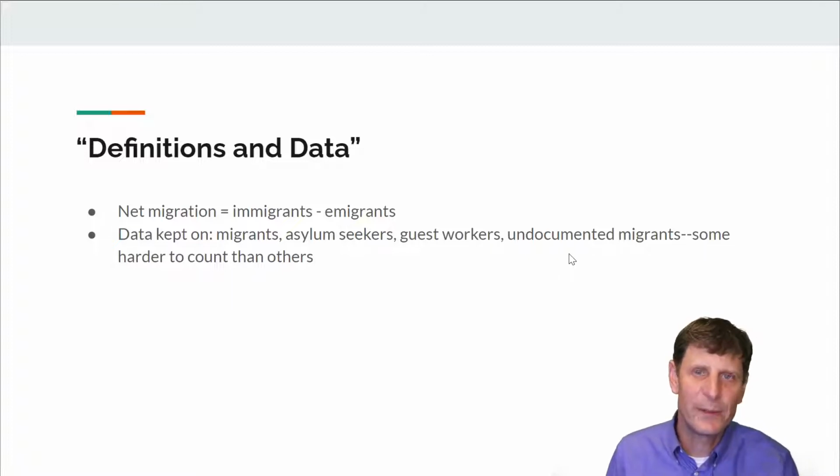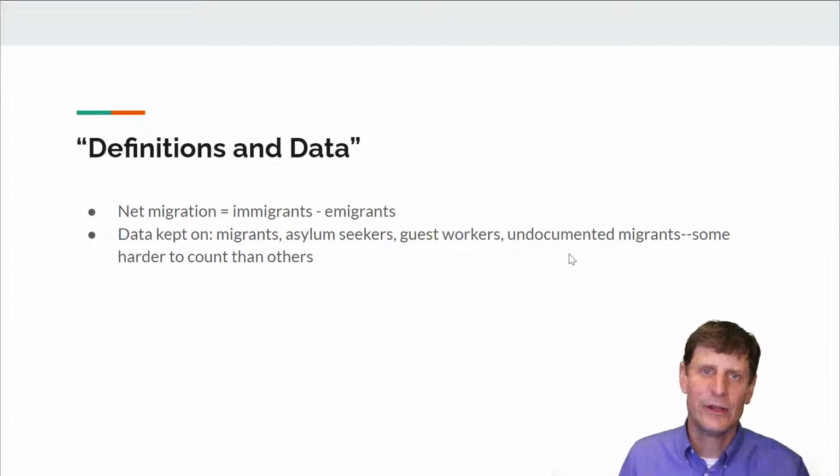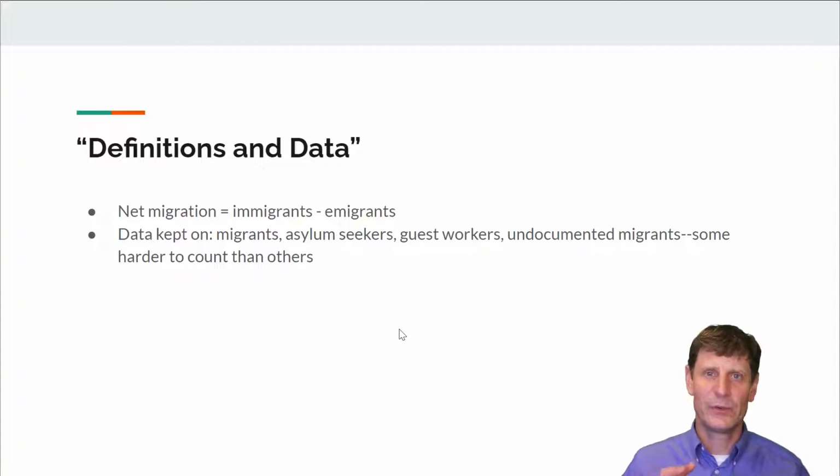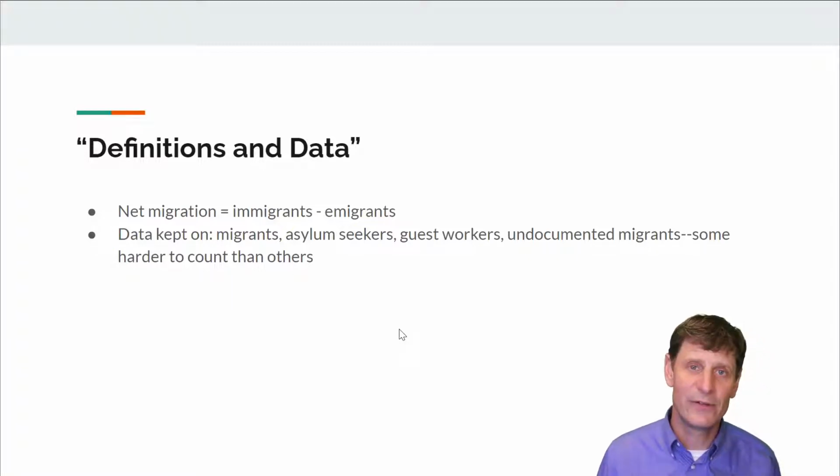Undocumented migrants, that is people who come into a country without filing paperwork or getting the correct permission to migrate into the country, are harder to track, so we have to estimate those numbers, but those numbers are estimated as well. And so we do our very best when we're talking about a country like the United States or Canada or countries in Europe to keep track of those numbers.